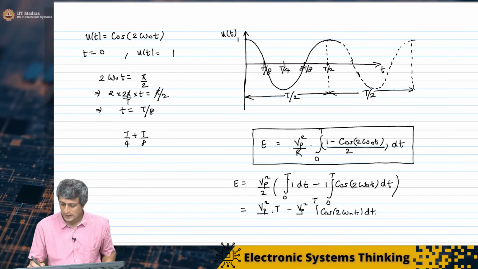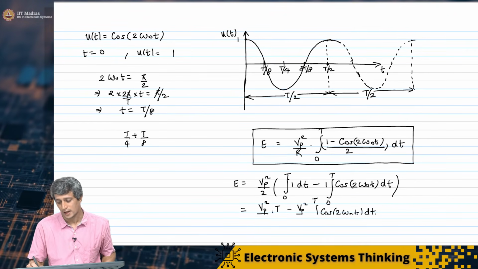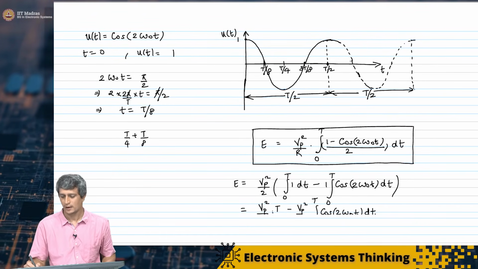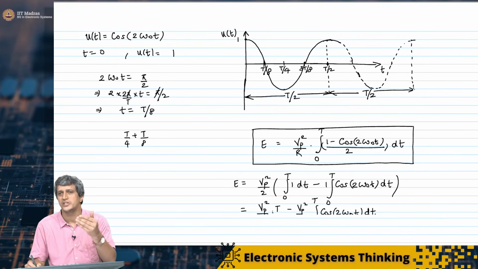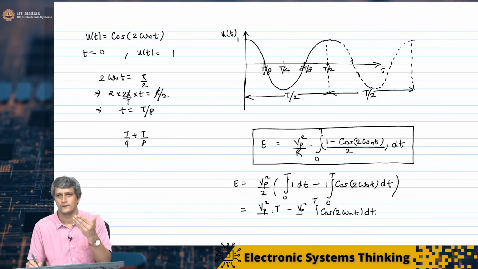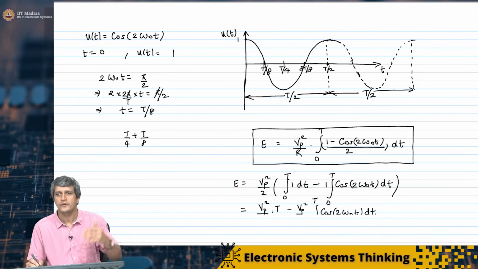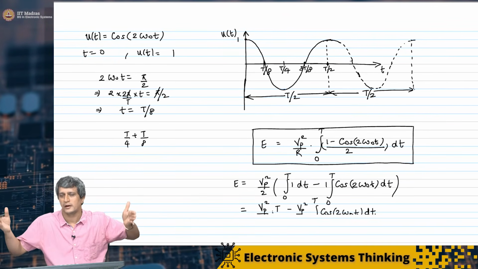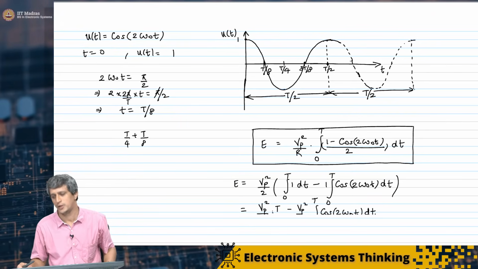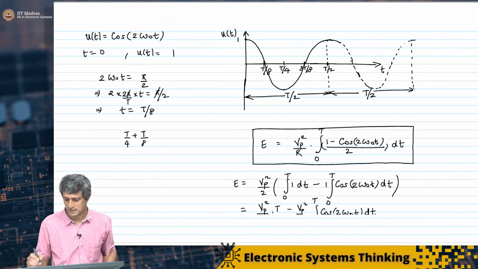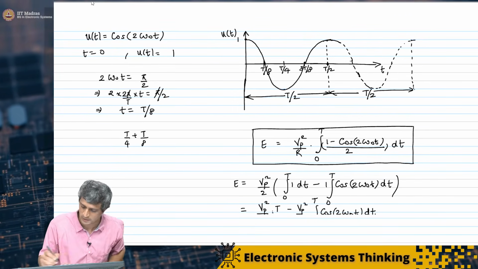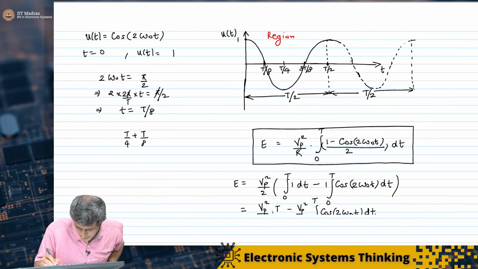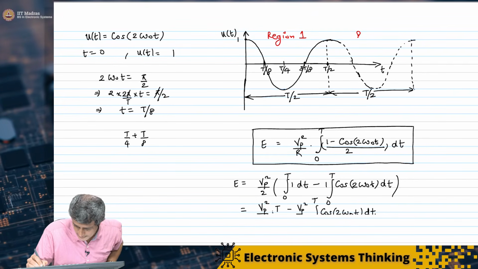Okay. So what we have now is an integral of cos 2 omega naught t dt. Remember, integration is just the area under the curve, and if I have equal positive and negative area covered across the region of integration, then the answer will be 0. So here I can split this integral into 2 regions. This is region 1, and this is region 2.